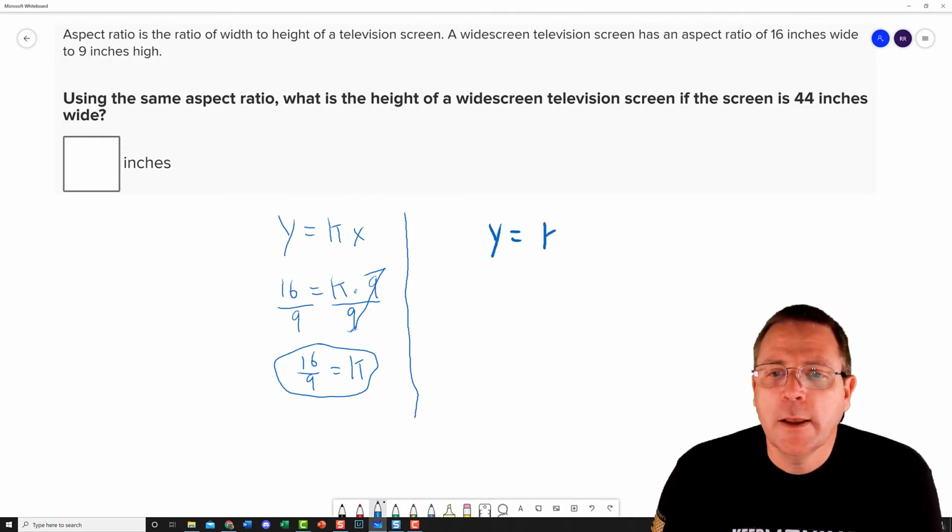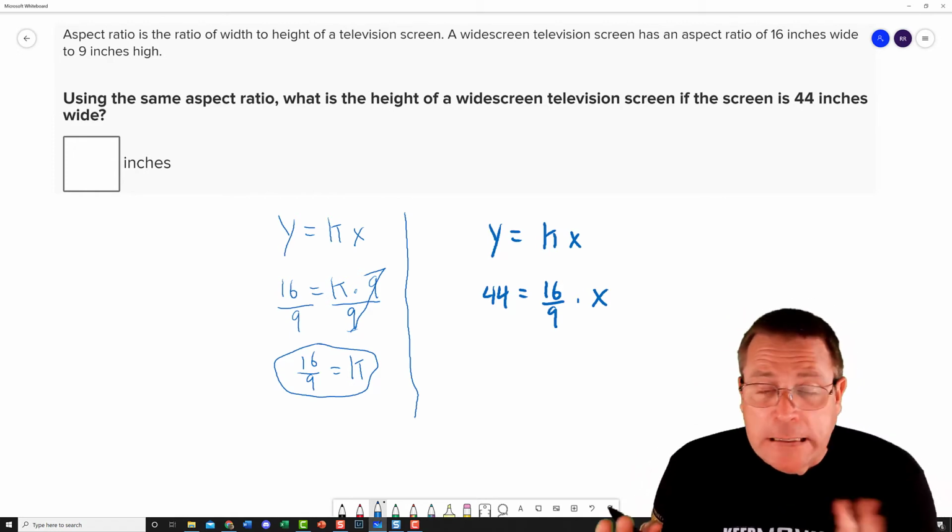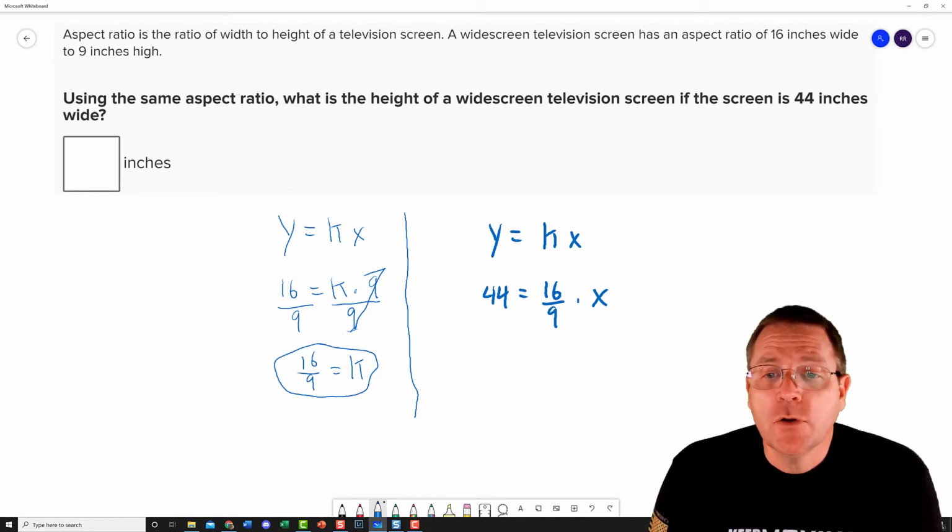y is equal to kx, only this time my k value is going to be my direct variation, 16 over 9. My y value is going to be 44 inches because we want it to equal 44 inches. And my x value, well, that is what we're looking for. Now that does look pretty scary, doesn't it? And we've never done anything like this, but I'm going to show you what to do.